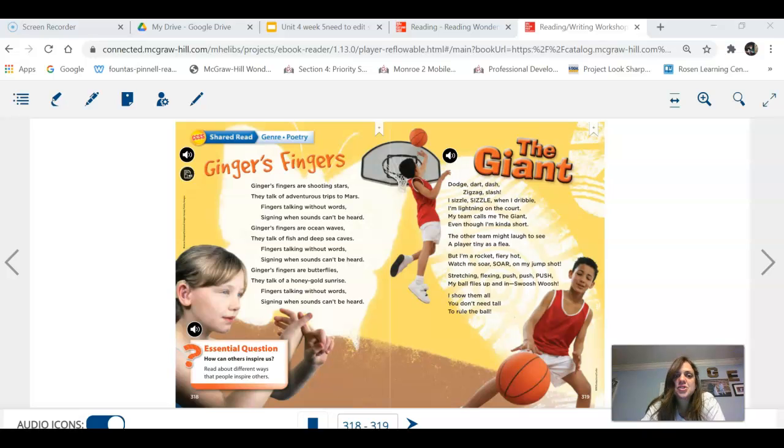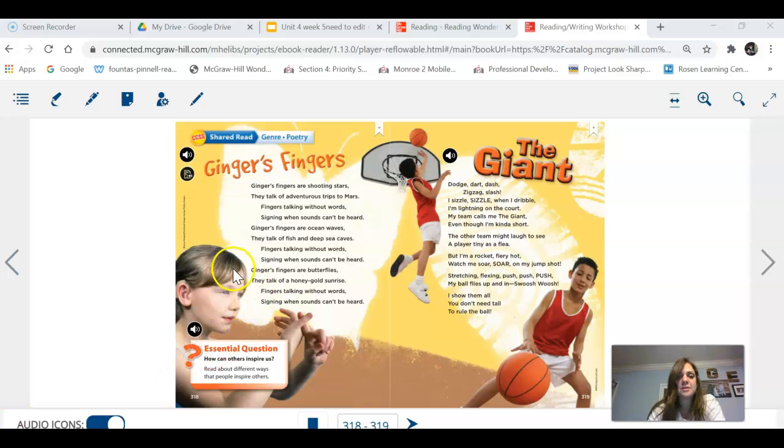Ginger's Fingers. Ginger's fingers are shooting stars. They talk of adventurous trips to Mars. Fingers talking without words, signing when sounds can't be heard. Ginger's fingers are ocean waves. They talk of fish in deep sea caves. Fingers talking without words, signing when sounds can't be heard. Ginger's fingers are butterflies. They talk of a honeygold sunrise. Fingers talking without words, signing when sounds can't be heard.